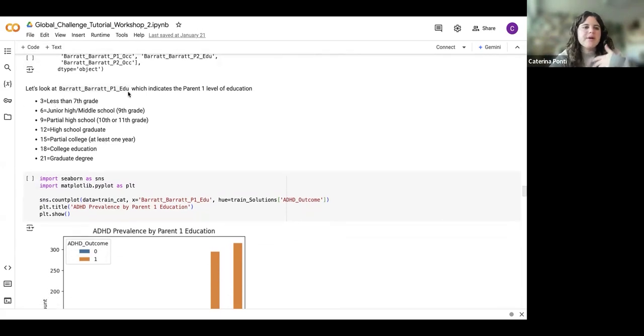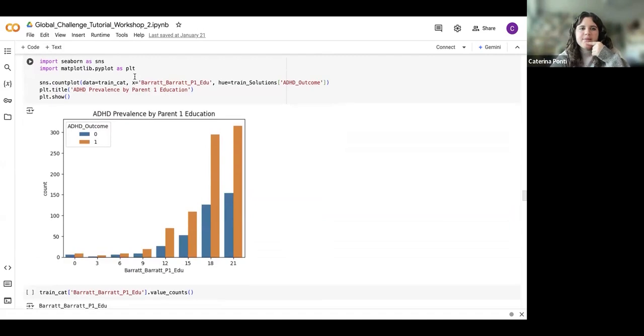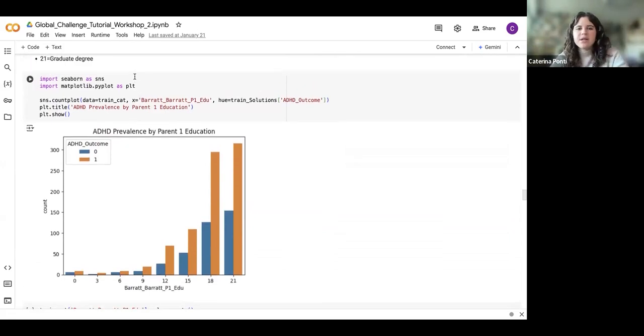So we have less than 7th grade, junior high, up to levels of education in general. What I did is plot a simple count plot, and then we can see the ADHD outcome, yes or no, across all the categories. By looking at it, you want to identify potential patterns and trends, and you want to see if there's any class imbalance and inform how to handle it.